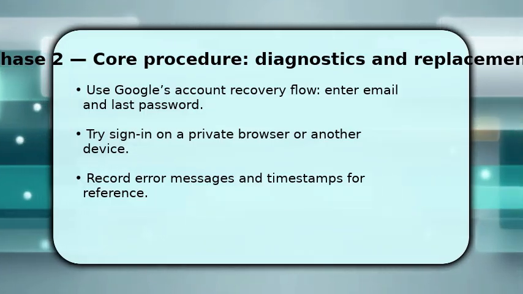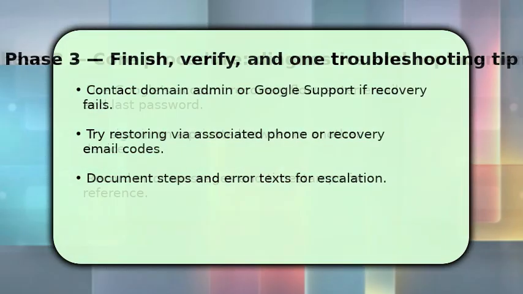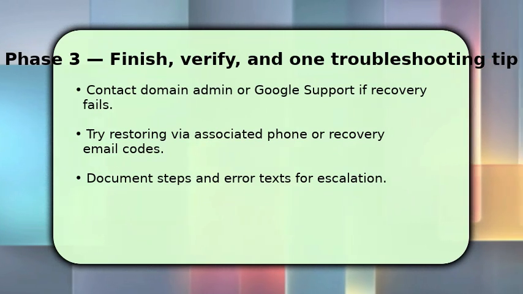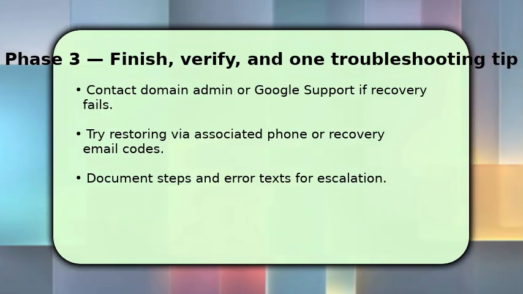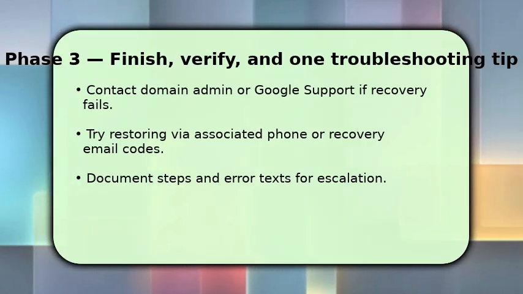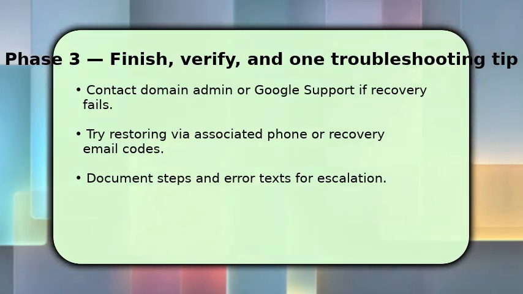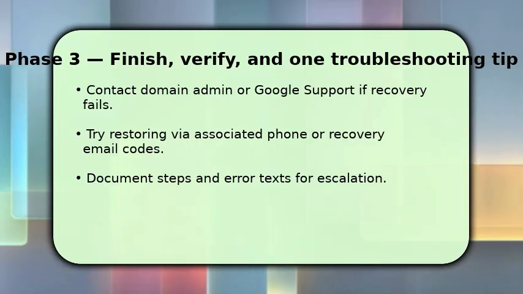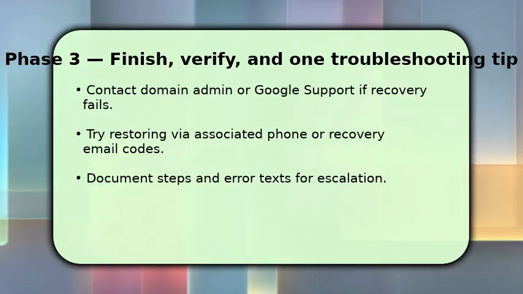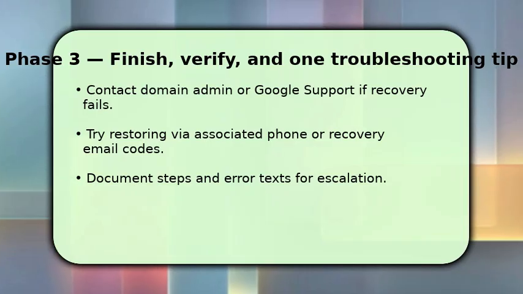Finish by trying all recovery code options sent to your phone or recovery email. Use the Try Another Way prompts until no options remain. If you still see address not found, contact your Google Workspace admin or use Google Support Escalation. Provide the recorded errors and timestamps to speed diagnosis.